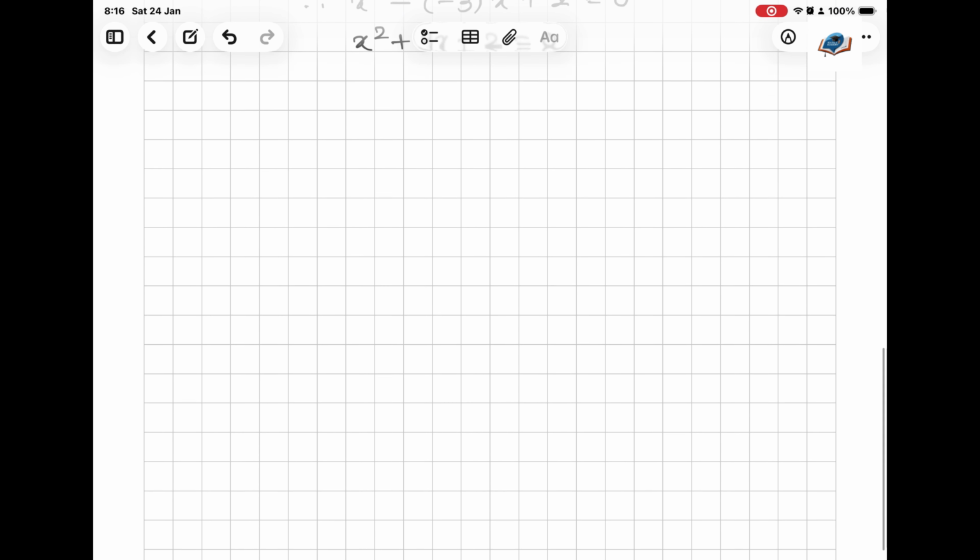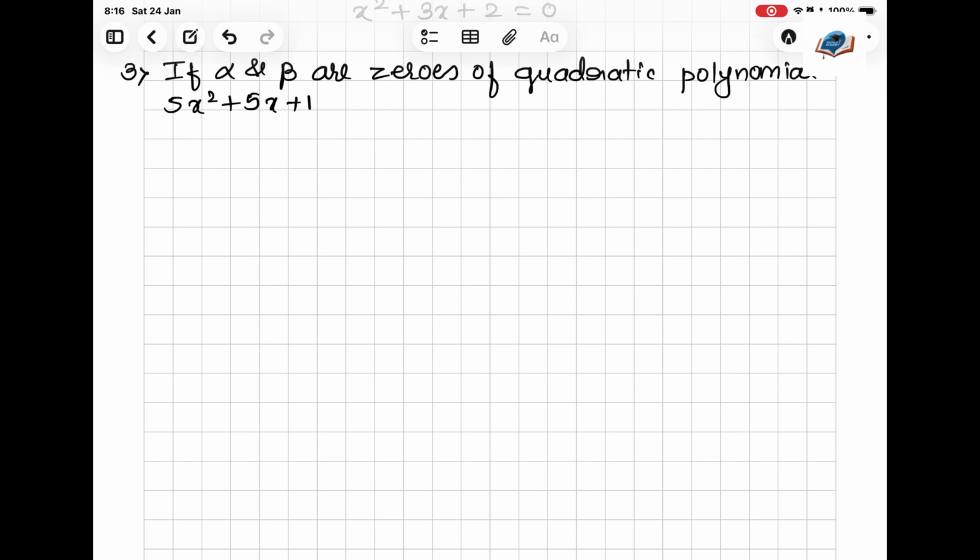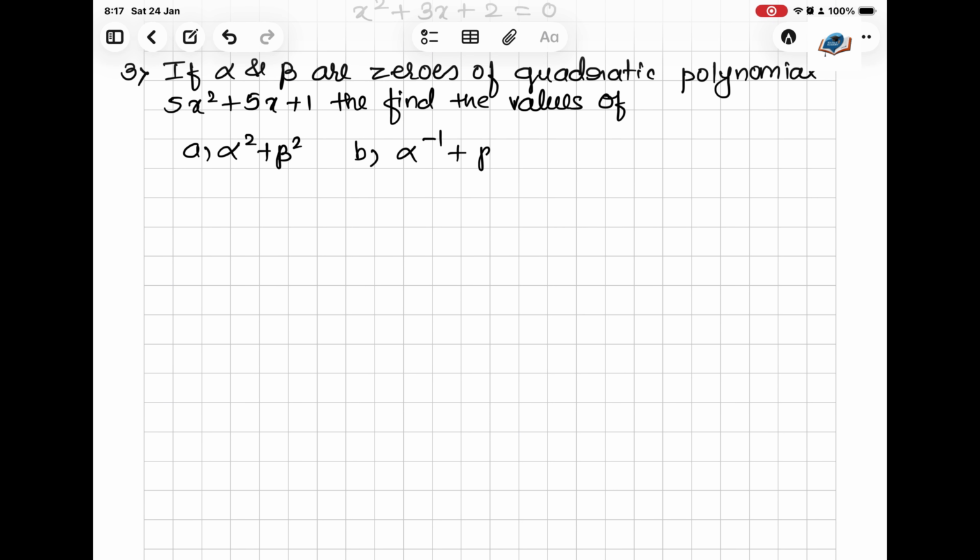Now coming to the third question: if alpha and beta are zeros of the quadratic polynomial 5x square plus 5x plus 1, then find the values of (a) alpha square plus beta square, and (b) alpha raised to minus 1 plus beta raised to minus 1.